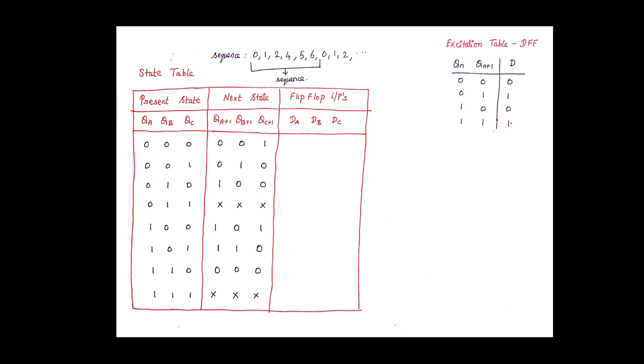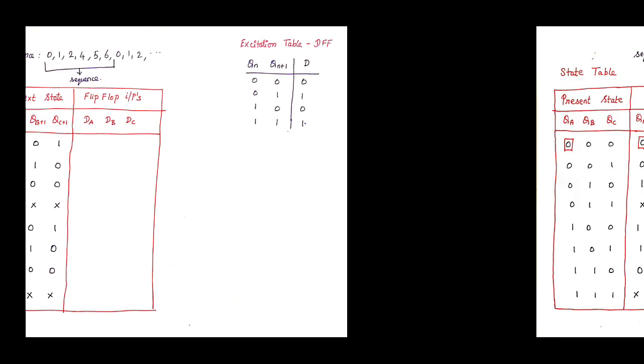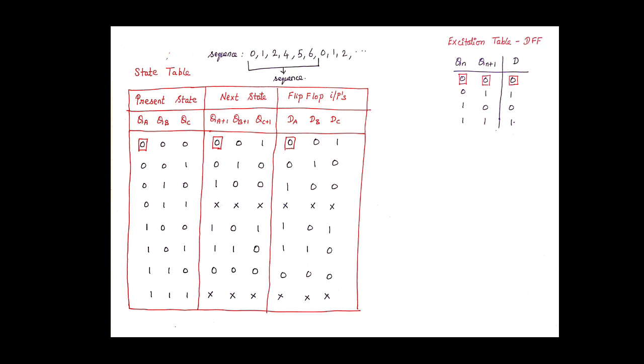We know the complete next state. By comparing the present state and next state, we have to write the flip-flop inputs. Right. For example, consider QA and QA plus 1 of the first row. That means for the flip-flop A, the present state and the next state are considered.